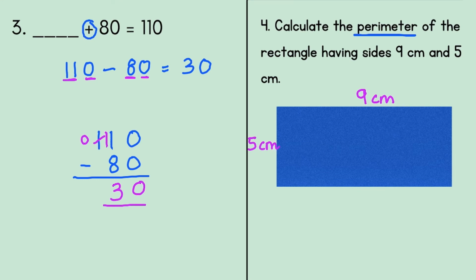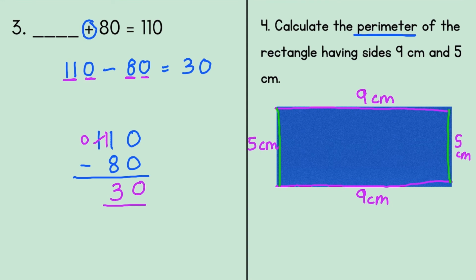We know that in a rectangle, the opposite sides are equal. So this side is equal to this side. So these two are 9 cm. And this side is equal to this side. So these two are 5 cm.